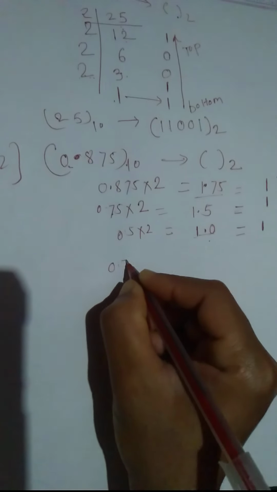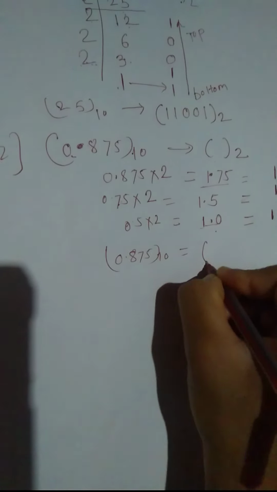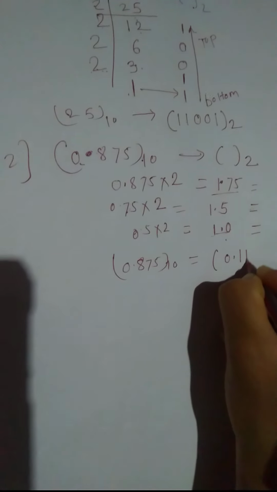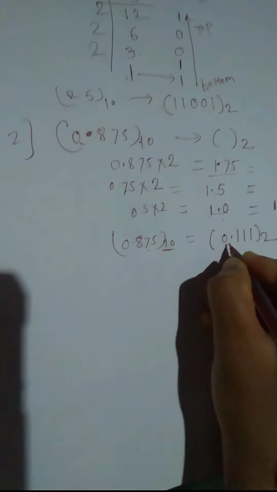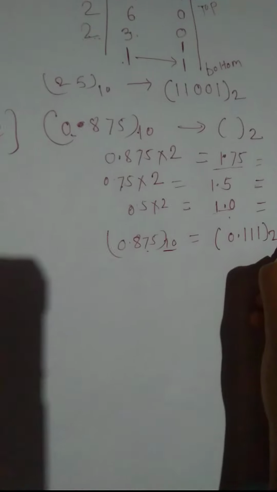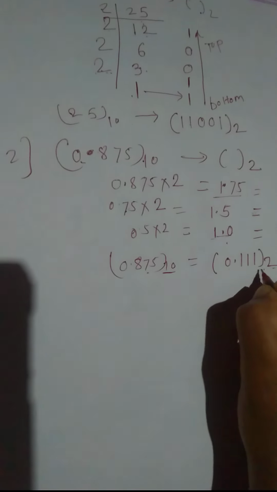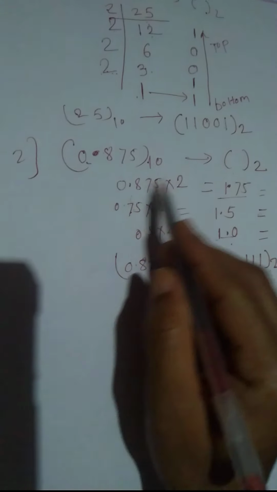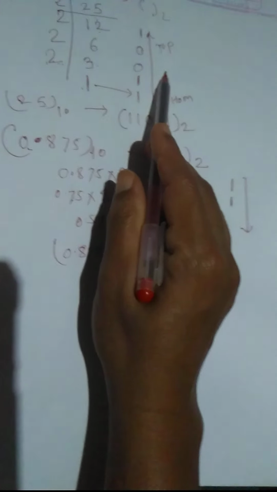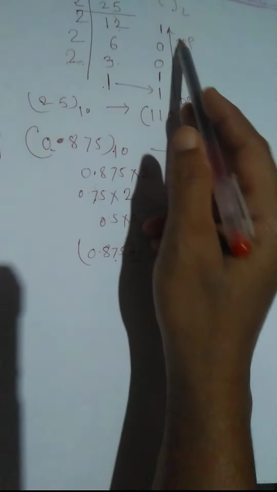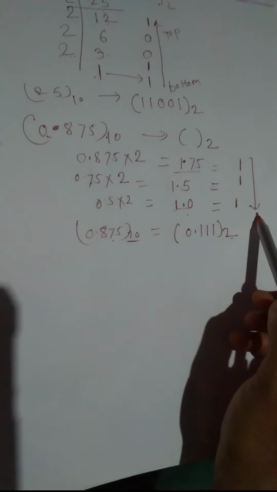So we note this from top to bottom for the fraction number. So the answer is 0.111. For decimal to binary, the decimal base is 10, and that is converted into binary. First conversion we see is in binary 0.11. If it is a fraction number, then multiply by 2. Integer number, divide by 2. For the answer we note from bottom to top for integers, and if it is a fraction number, then from top to bottom.